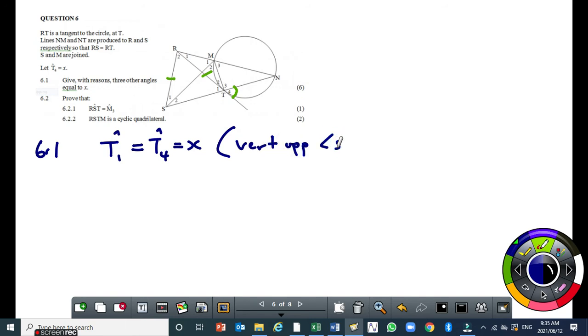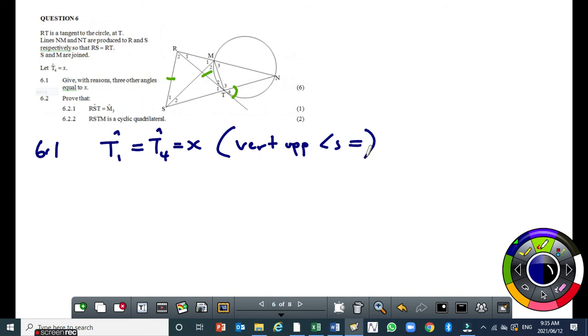Generally, for this reason you have to put an equal sign. If you look at the examination guidelines, when you write vertical opposite angles, you have to put an equal sign whenever you use it. This one is unique, you have to put an equal sign. So we have got that first.